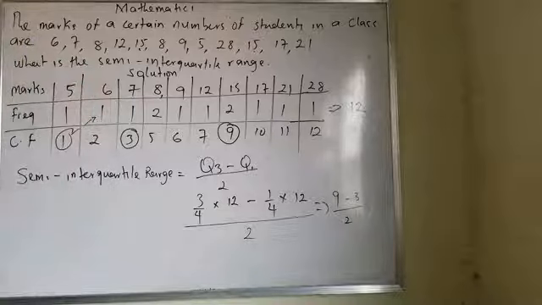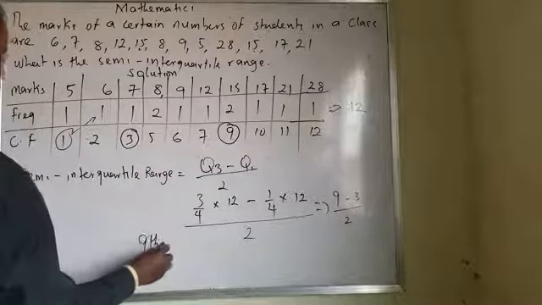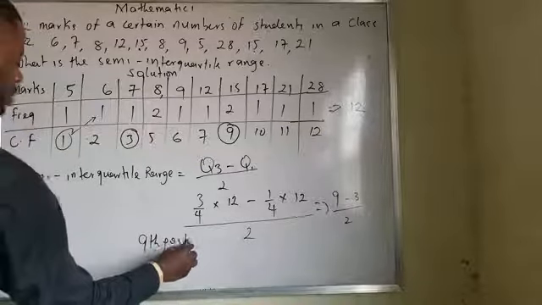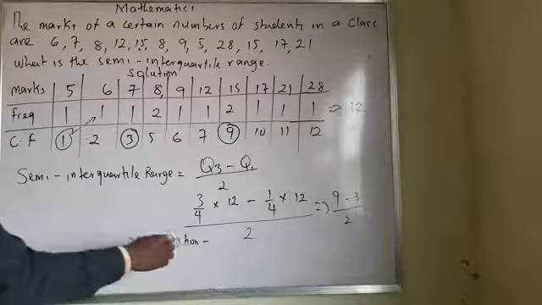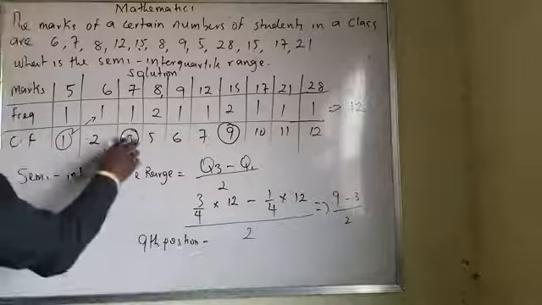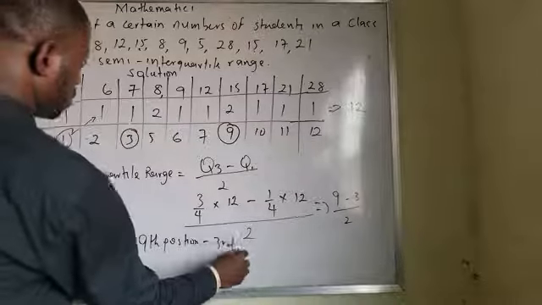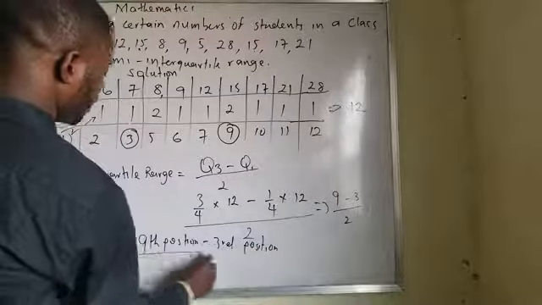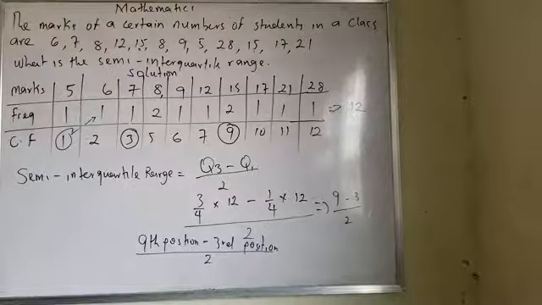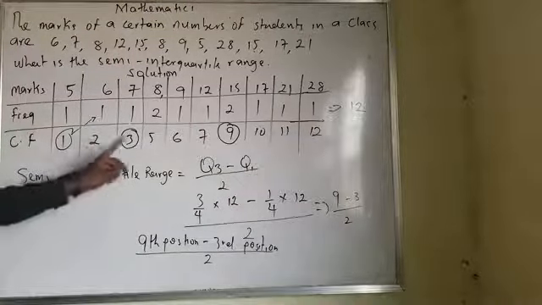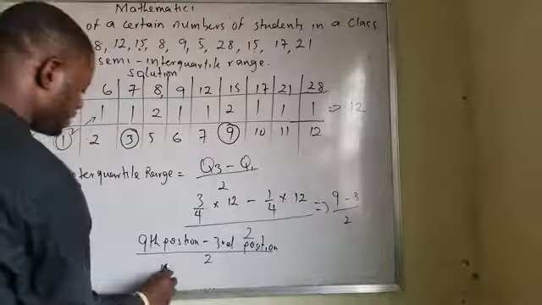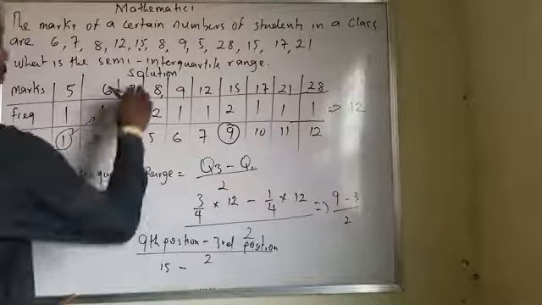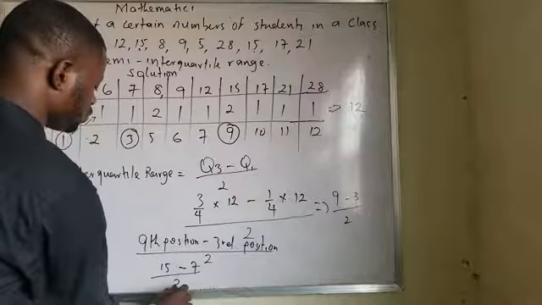Now, what you just do is that it means I'll be having 9th position minus 3rd position, is it third? Yes, third position, divided by what? 2. Divided by 2. Now, what is my 9th position? I have 15 minus, which is going to be what? 7, divided by 2. Please take it.